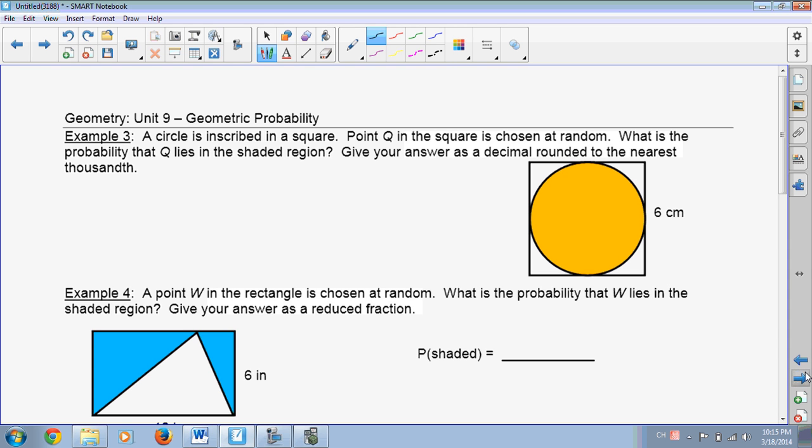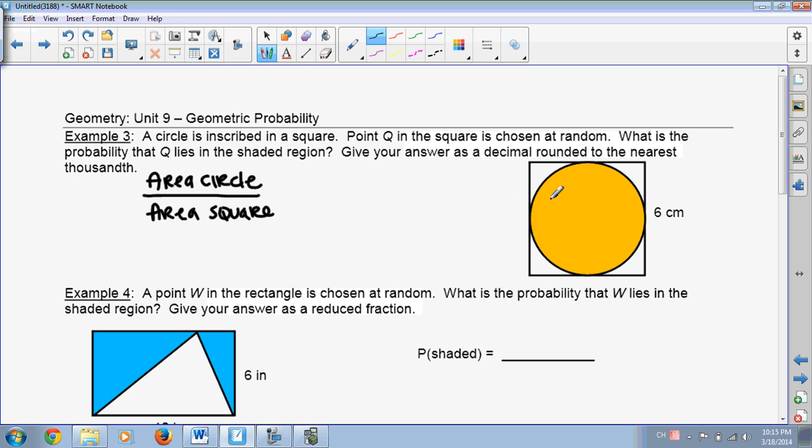Okay, so again, what is true over what is total? Well, what is true is if it landed in the circle, because that's what we're looking for. So we're looking for the area of the circle, and divided by our total, in this case, would be the area of the square.